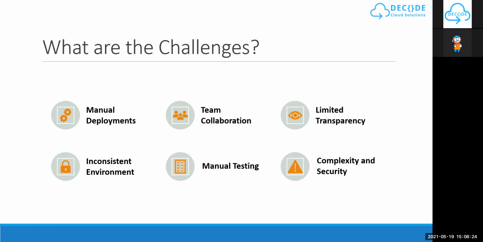Then limited transparency. You will not know exactly what is being done, who is making what kind of changes, and you need to know about the different environments and so on. And that led to inconsistent environments. So let's say the development team is working on maybe a Windows system, and they are developing their code on the Windows system, which has its own configurations and all that stuff. Maybe they are working on a dev database.